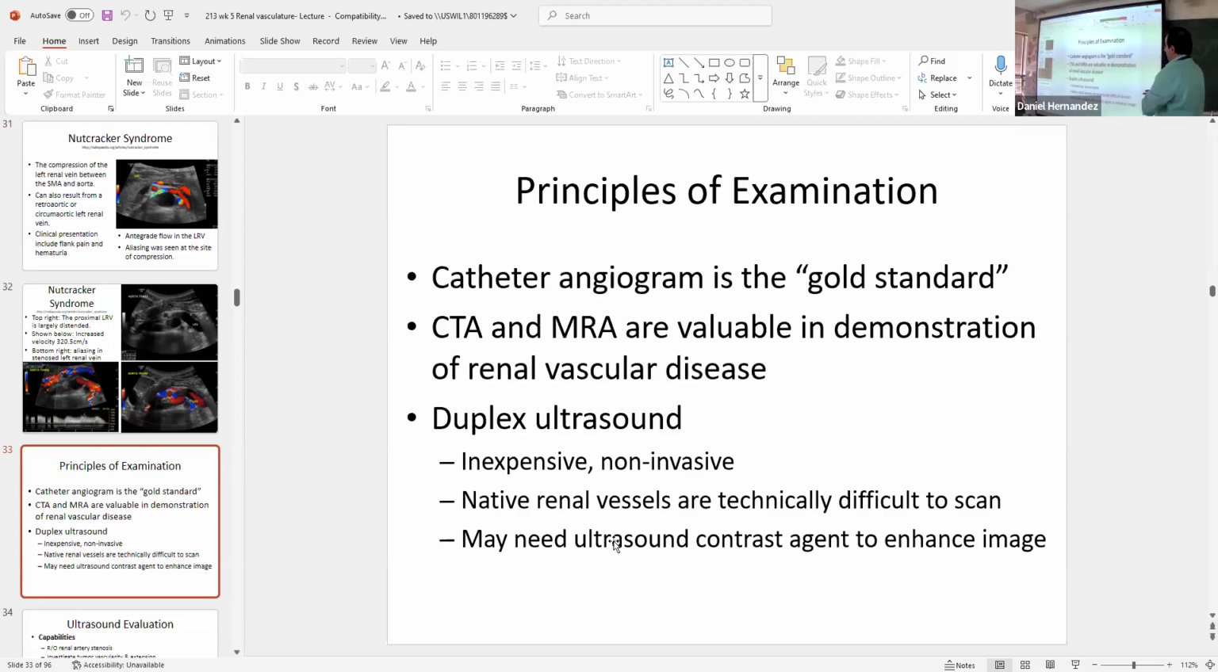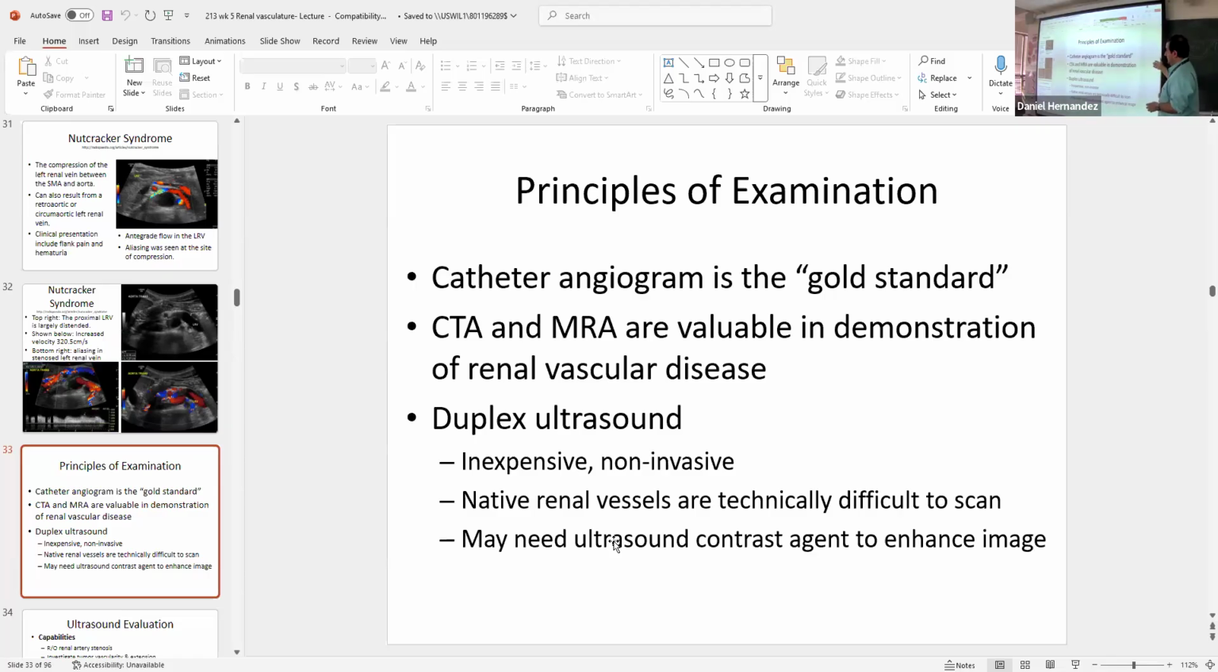When we want to assess vasculature for the kidney, angiogram is the gold standard, either doing digital subtraction angiography. We can also utilize our CTA or MRA to assess for renal vascular disease. With that CTA or MRA, we also get nice pictures of the kidney tissue as well. So it can be useful in that sense, as opposed to just an angiogram that only focuses on the vessels.